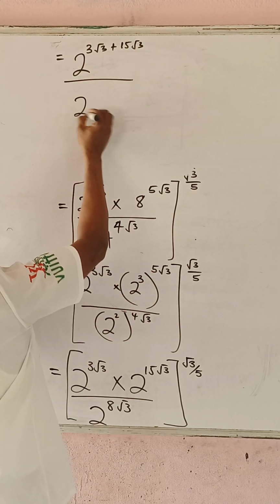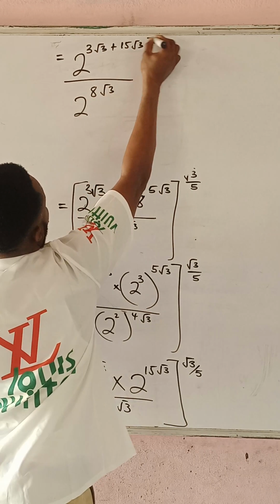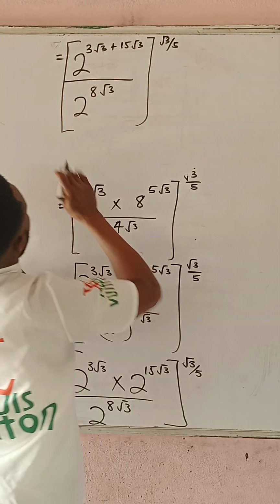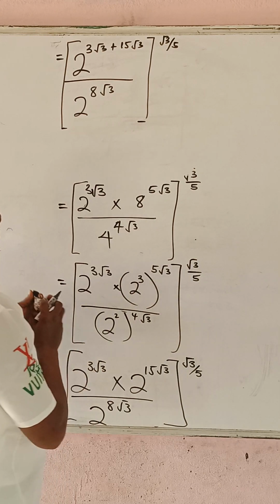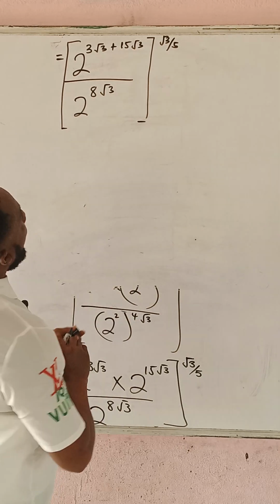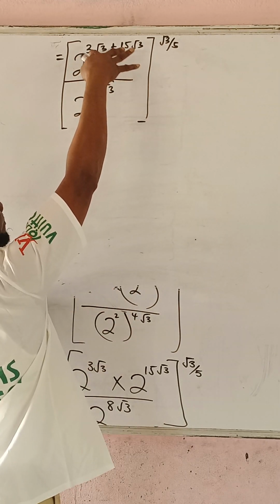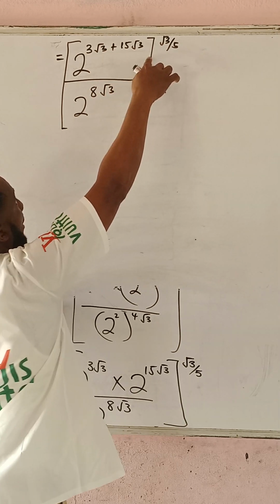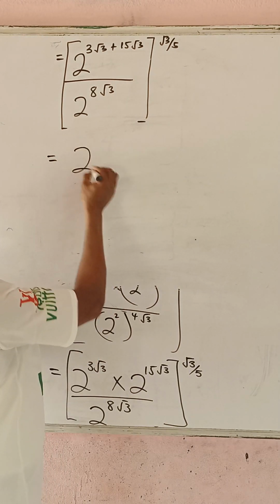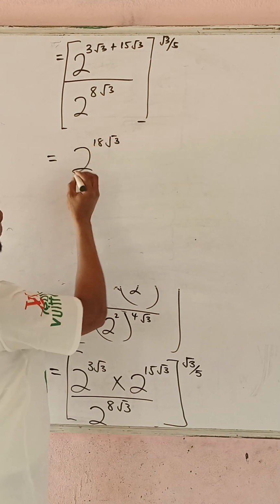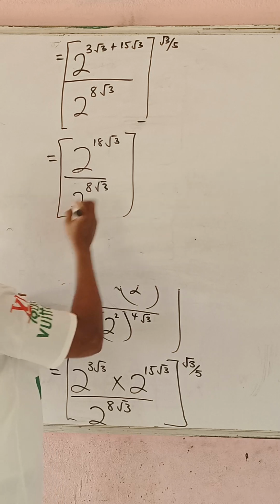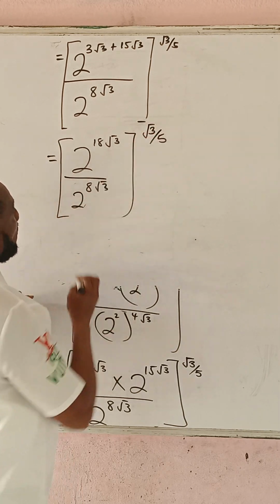all divided by 2 raised to the power of 8 root 3, everything raised to the power of root 3 on 5. Now, as you can see, we are home and dry. Now, if I add 3 root 3, these are like terms, 3 root 3 plus 15 root 3. So I say 3x plus 15x. That will give us 18x. So I can write this to be 2 raised to the power 18 root 3 divided by 2 raised to the power 8 root 3, all raised to the power of the square root of 3 on 5.